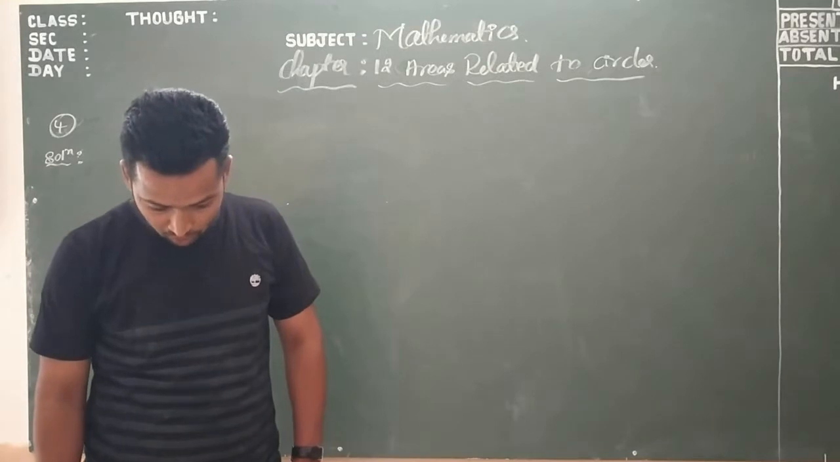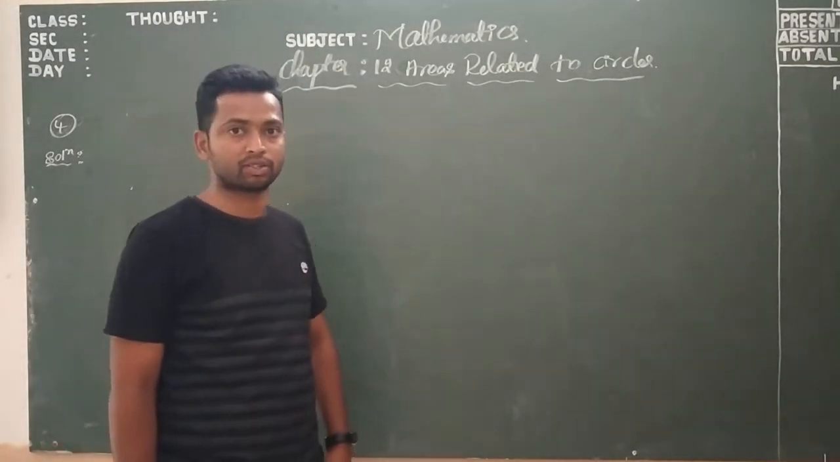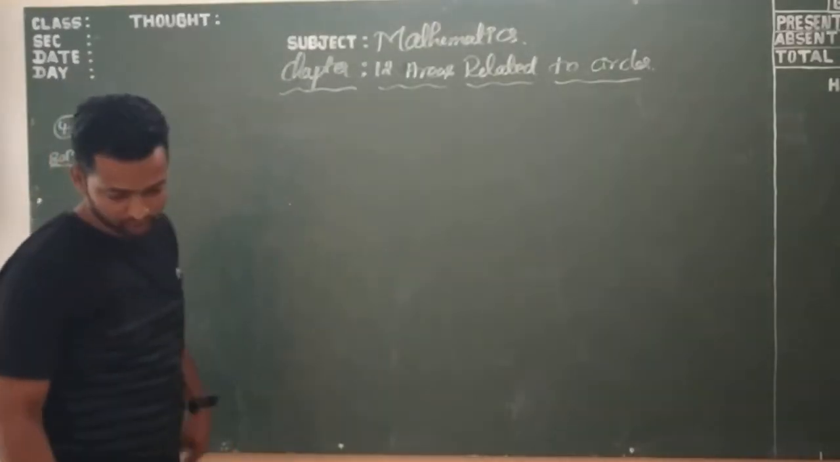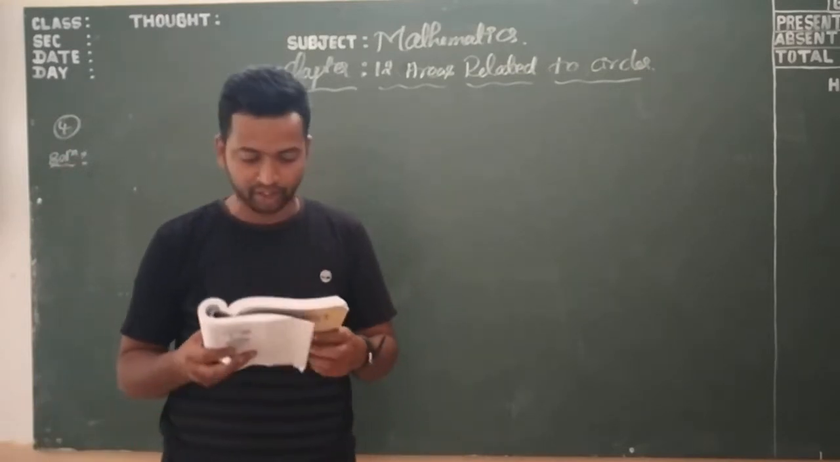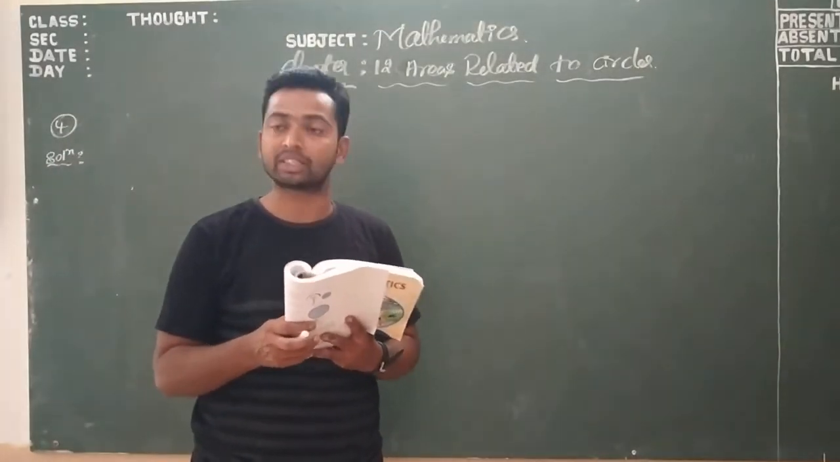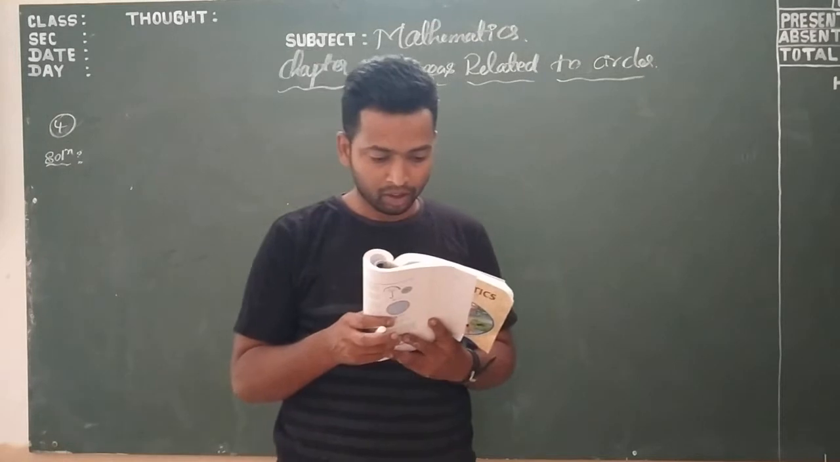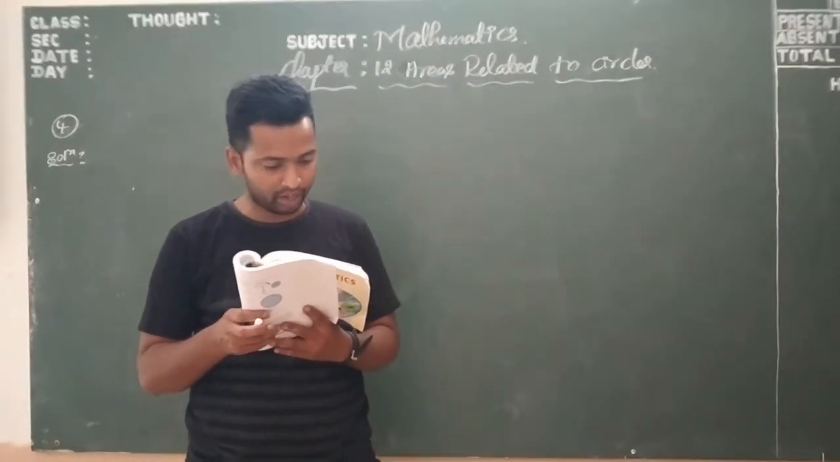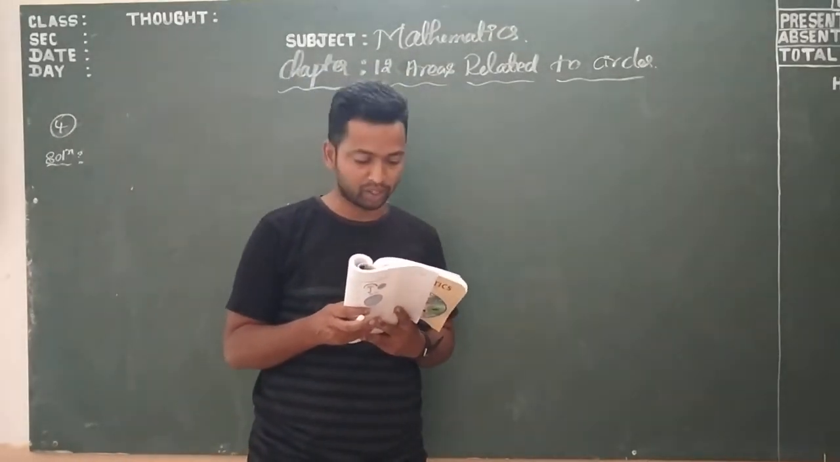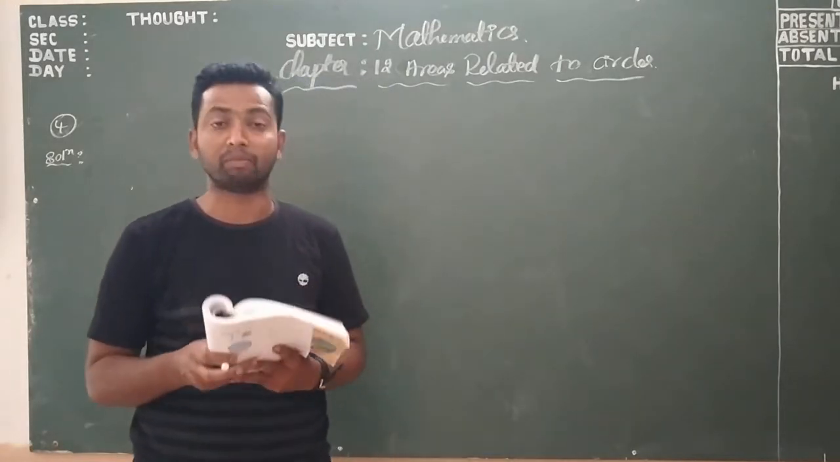Today we are solving the fourth problem from exercise 12.2. Our question is: a chord of a circle of radius 10 centimeter subtends a right angle at the center. Find the area of the corresponding: first, the minor segment, and second, the major sector.